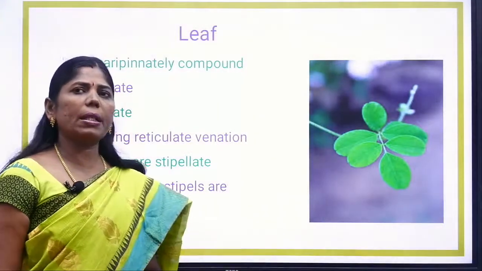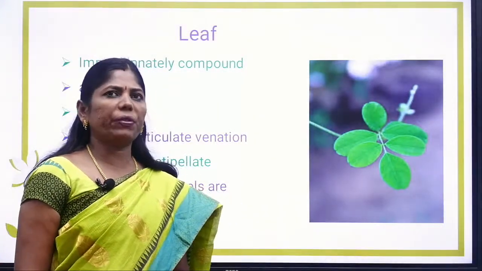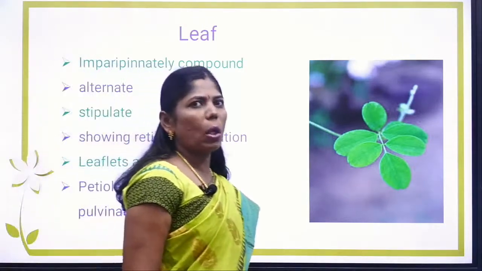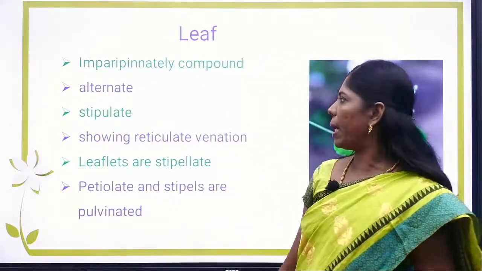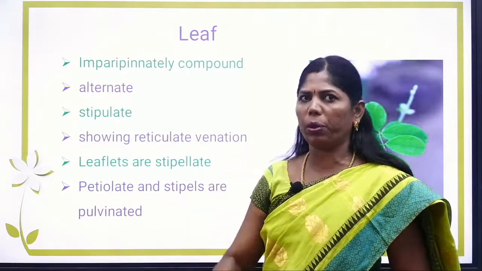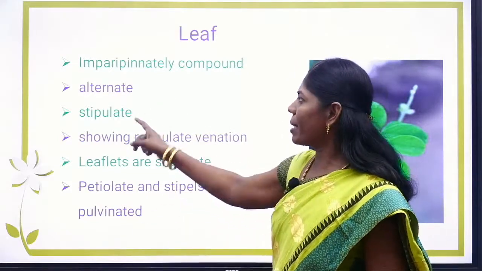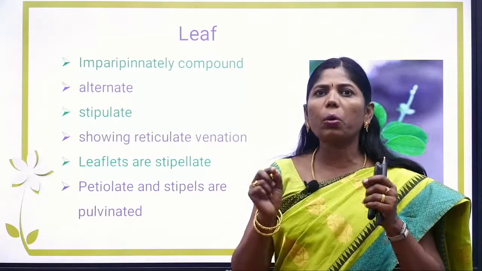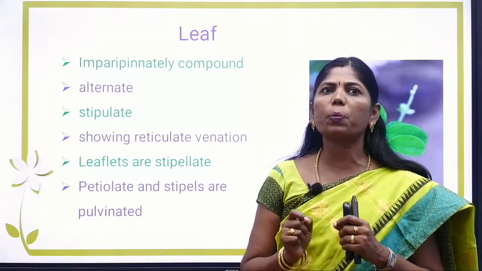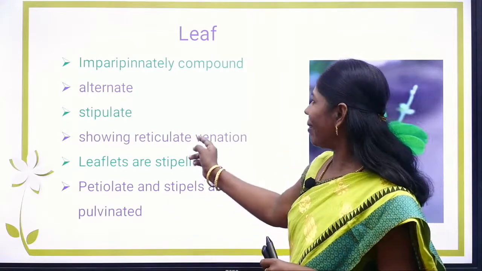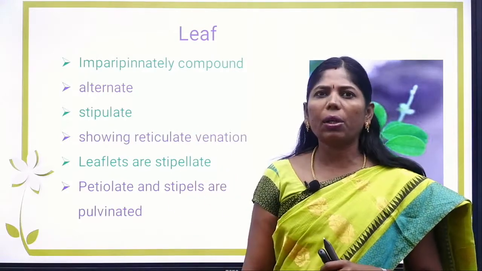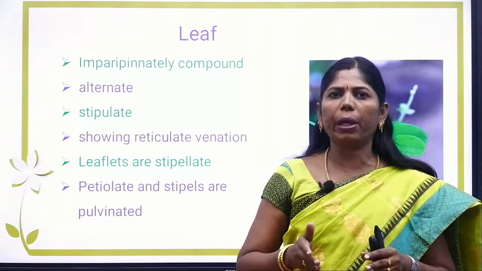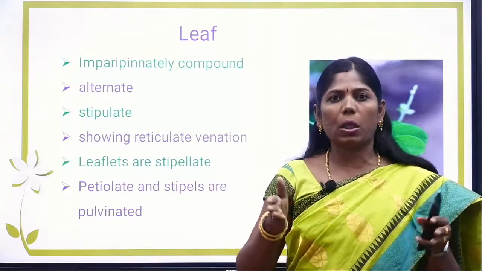So next we are going to see the leaf. What type of leaf? Commonly we study that it is alternate in arrangement. Alternate arrangement means each node has a single leaf. It is stipulate, which means the base of the leaf has extra outgrowths called stipules, showing reticulate venation. Reticulate venation is a main character of Dicotyledonae. It has a main midrib, and from the midrib the lateral veins arise.